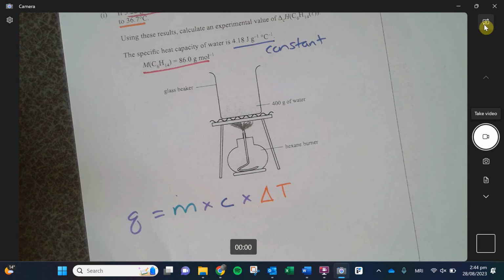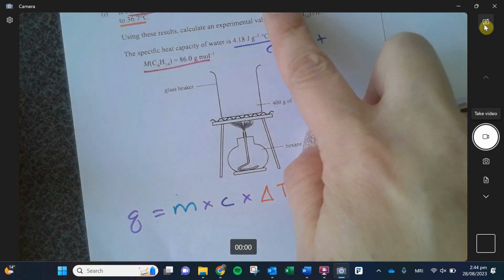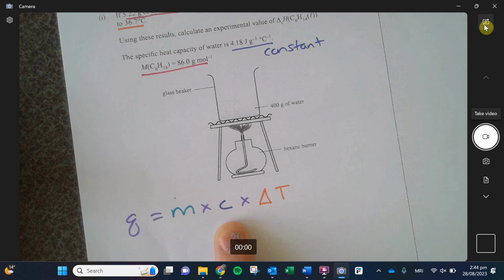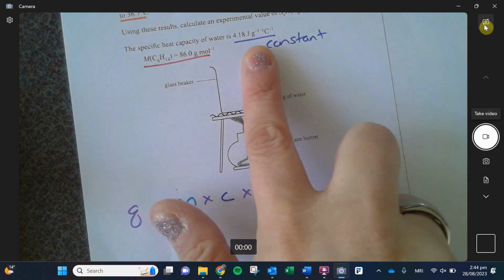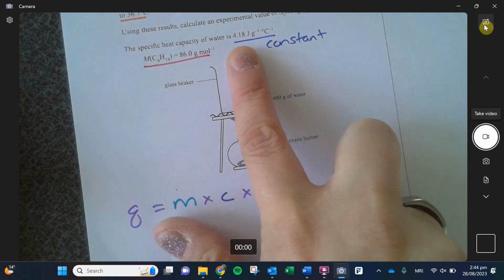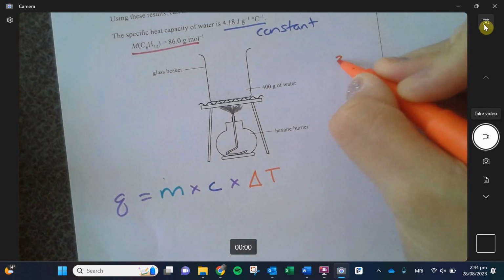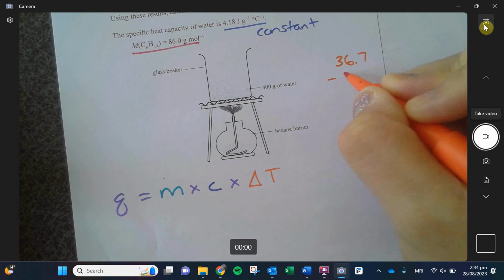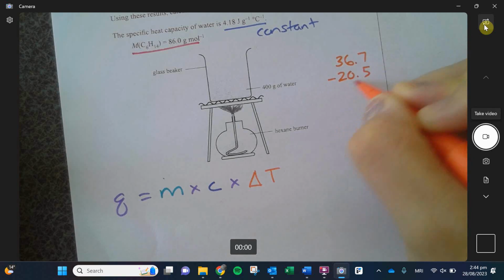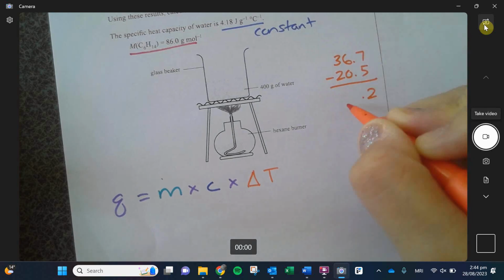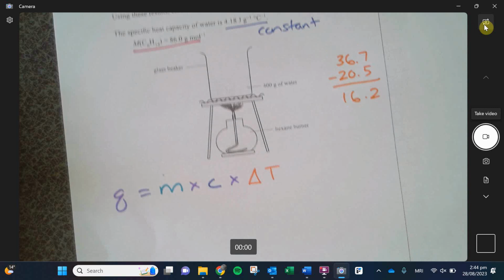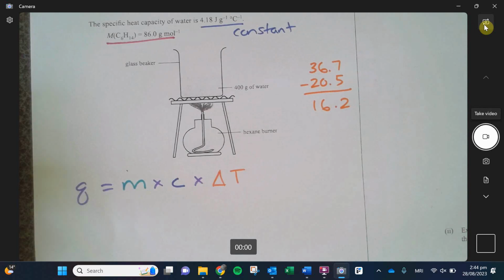All right. So I have my mass, that's 400 grams. I have the c value, my constant for the heat capacity of water. It's 4.18. And the temperature change I also do have, it is 36.7 minus the 20.5. So that'd be 16.2 degrees is my change there. So let's plug in those numbers.